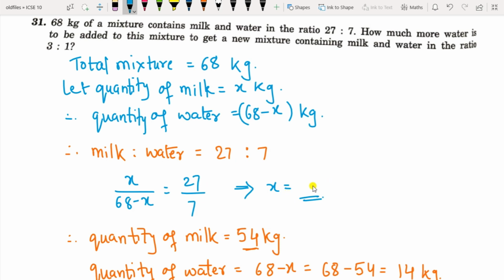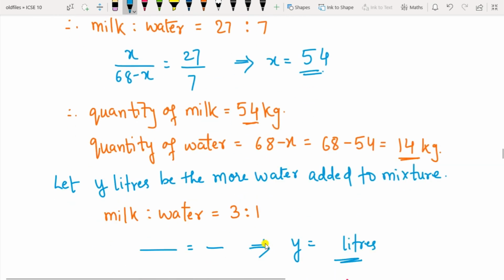So if you solve it, you get the value of x as 54. But x means quantity of milk here. So quantity of milk is 54 kg and quantity of water is 68 minus x, that is 14 kg.